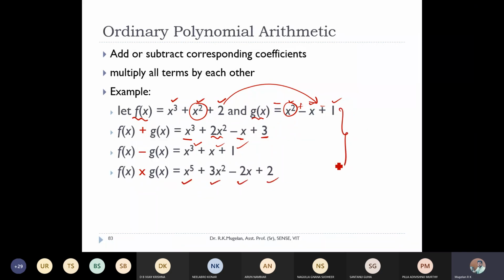So these are the basic polynomial arithmetic operations which we studied in basic school math. I hope you are clear with your basic math regarding this polynomial arithmetic. If anyone has any doubt in this basic polynomial arithmetic, you can ask me. If it is clear, raise your hands. If you have any doubts, you can ask.